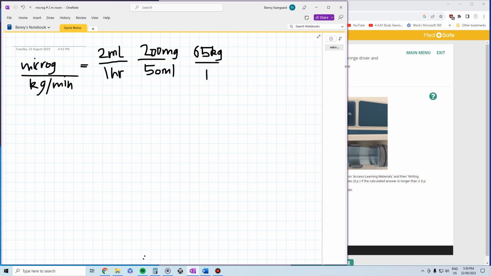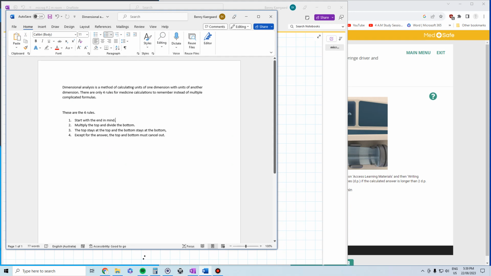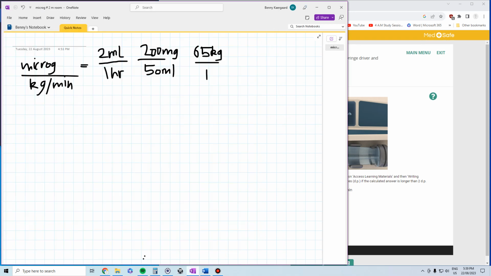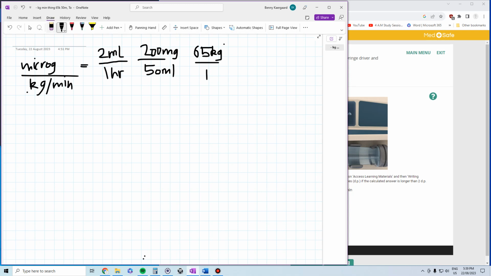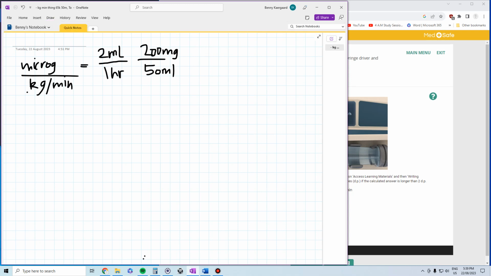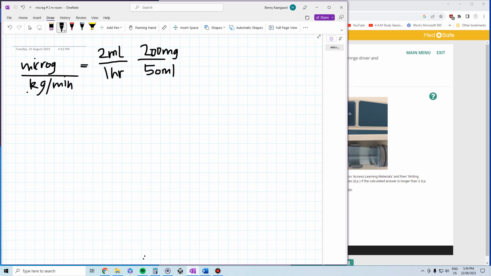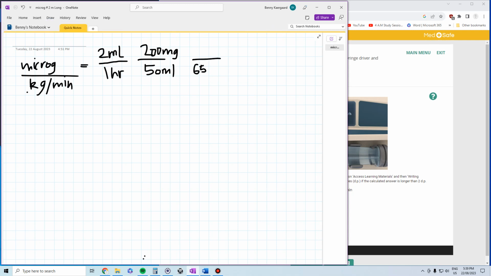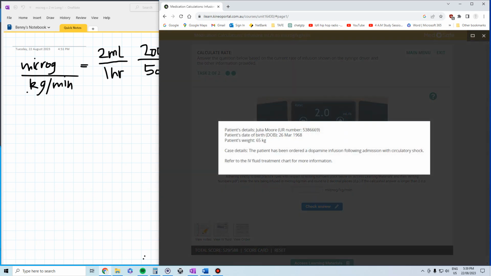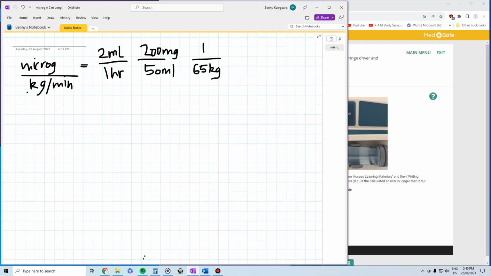Okay. So the first thing is, this is wrong because when we apply rule 3, the top stays at the top, the bottom stays at the bottom. See, this kilos is on the bottom, I've put it at the top. So I'm just gonna rub that out, put it at the bottom. Yep, they're 65 kilos.